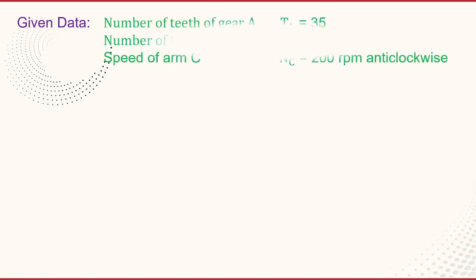Now for all the problems, first of all we have to write the input data. For any sort of problem, in any course, this is the best approach to solve it. First, after thoroughly reading the problem, note down what data is given. In this problem, the following data is given. Number of teeth of gear A is 35, number of teeth of gear B is 46, and the speed of arm C is 200 rpm in the anti-clockwise direction. The direction is also important.